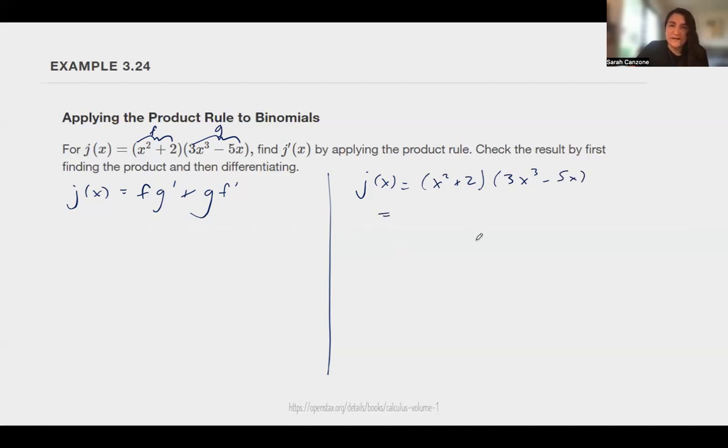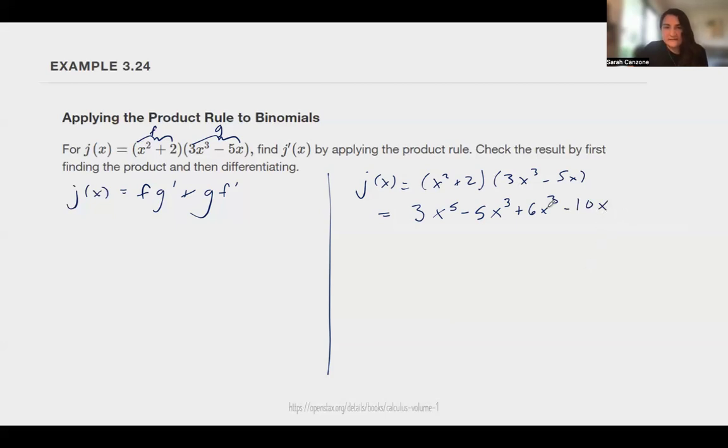X squared times 3x cubed is 3x to the, and then we remember if we multiply two bases that are the same, we just add the exponents. So it's 2 plus 3, which is 5. X squared times the negative 5x is minus 5x to the third, plus 2 times 3x to the third is plus 6x to the third. And then 2 times a negative 5x is minus 10x.